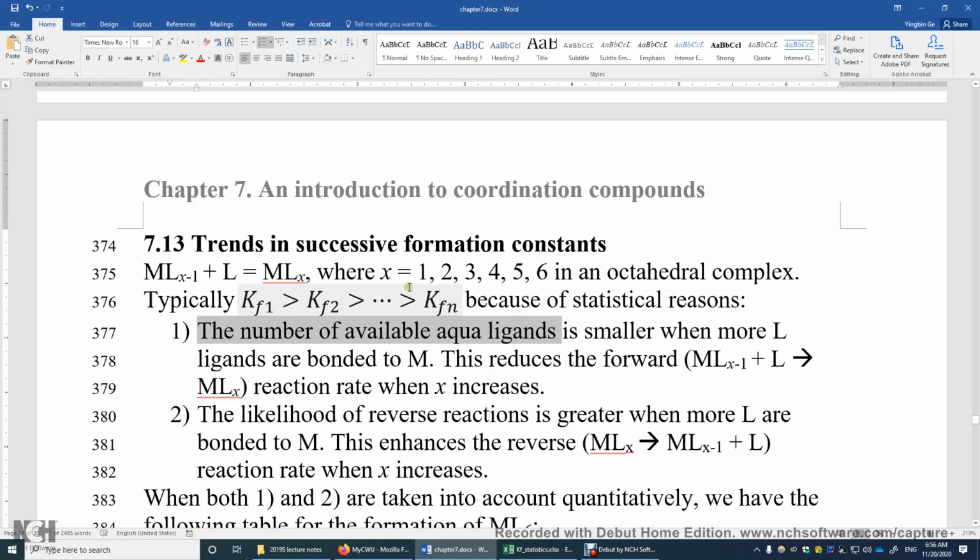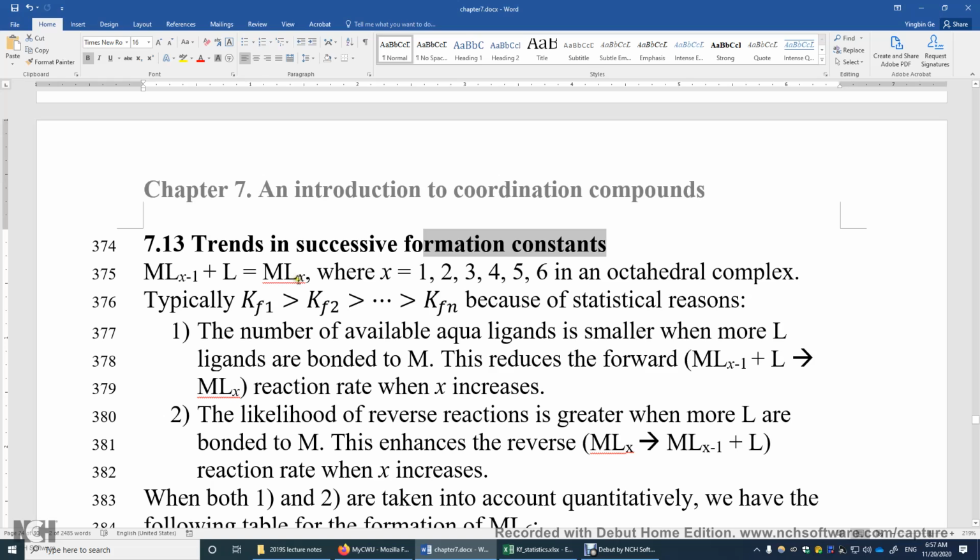And now we're talking about the formation constant. This is actually an equilibrium constant. So not only should we look at the forward reaction rate, we also need to look at the reverse reaction rate. And if you look at the reverse reaction rate, it also depends on the number of ligands L that are already bonded to M. All right. So in the reverse reaction, we replace one L ligand with one aqua ligand.